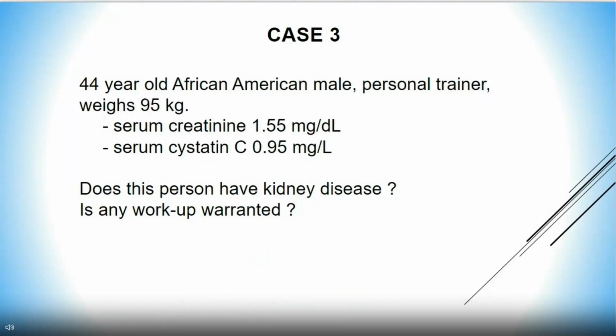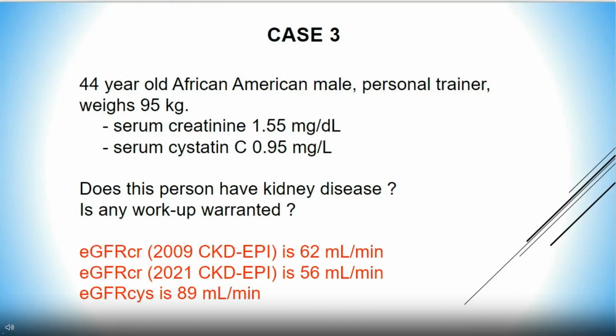Our third case is a 44-year-old African-American male personal trainer who weighs 95 kilograms. His serum creatinine is 1.55 and his serum cystatin C is 0.95. Does he have kidney disease and do we need to do workup? So if we calculate the GFRs, we get 62 for creatinine GFR based on the old equation, 56 based on the new equation. He's African American, so the new equation gets his GFR a little bit lower than the old equation with the race factor. And looking at cystatin GFR, he's actually at 89.